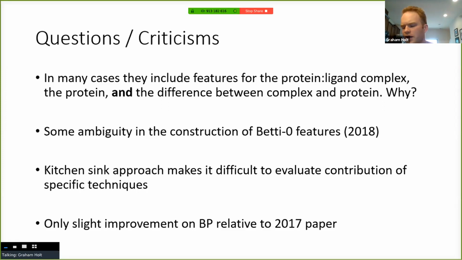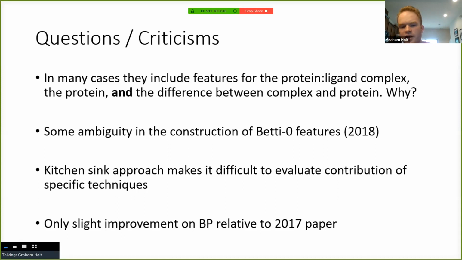I had a few questions that hopefully you guys can help me answer. I was confused about the fact that they included features for the protein ligand complex, the protein, and also the difference between those two. I would have thought that the difference between those two features would have been just baked into the machine learning model. So I was confused about that. I didn't like that there was some ambiguity in how they constructed the Betty 0 features. As I mentioned, in the 2017 paper, they didn't actually use the barcodes for the features. They just used distances, and I wasn't sure whether they did the same thing in the 2018 paper or whether they were actually computing the barcodes.